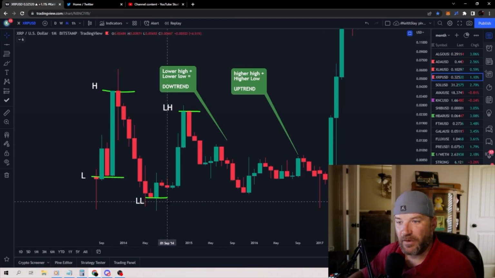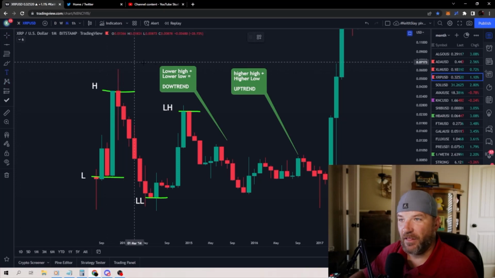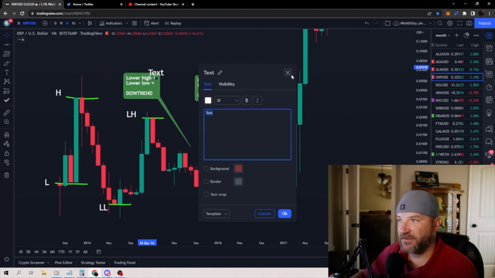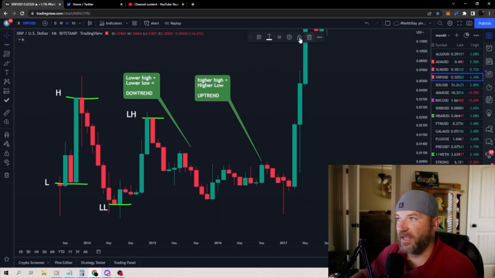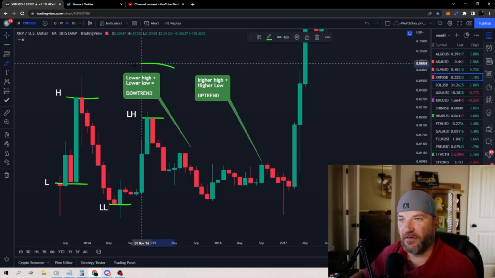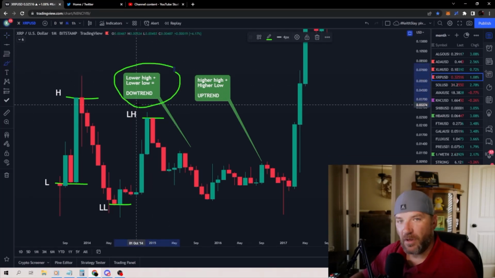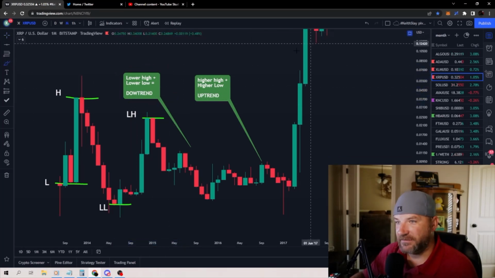Not great. We got a lower low and a lower high. Folks, that is a 100% downtrend. You can't miss it or mistake it right here. Lower low, lower high, downtrend. Say it one more time for you, downtrend.